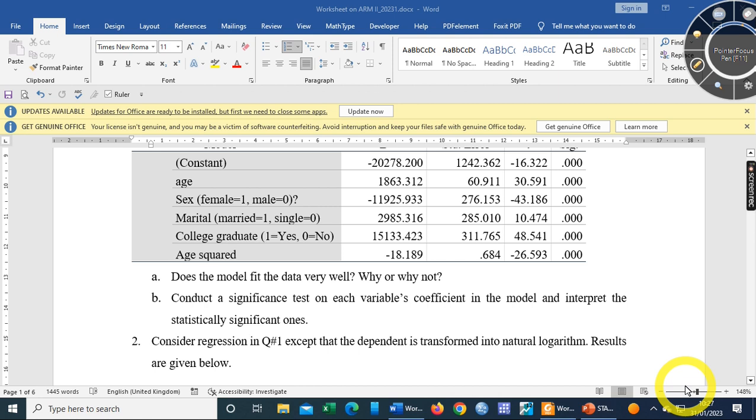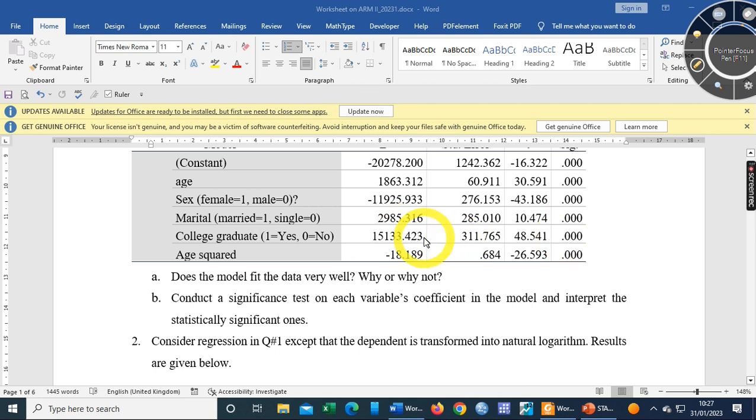This fourth variable is also a dummy variable. Our reference group is individuals who didn't graduate from college. The coefficient is positive, 15,132.423. It is statistically significant.